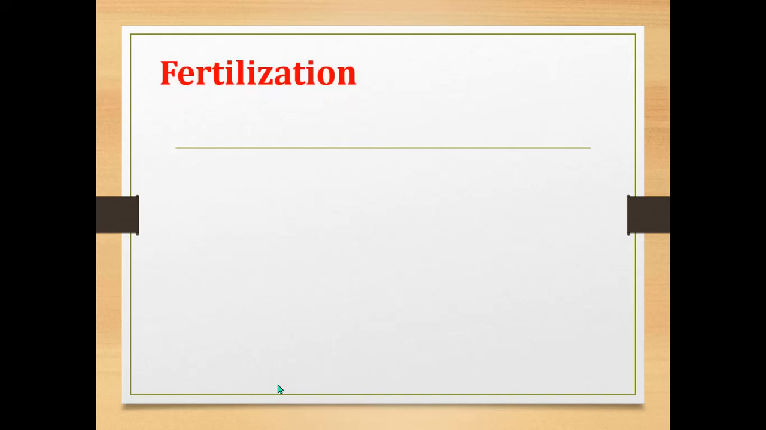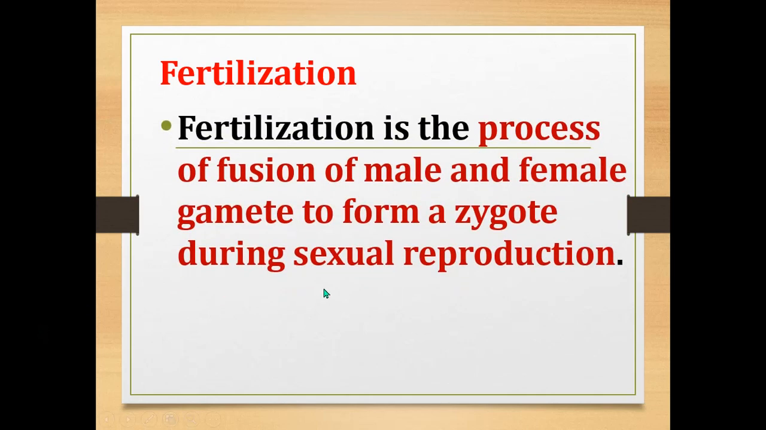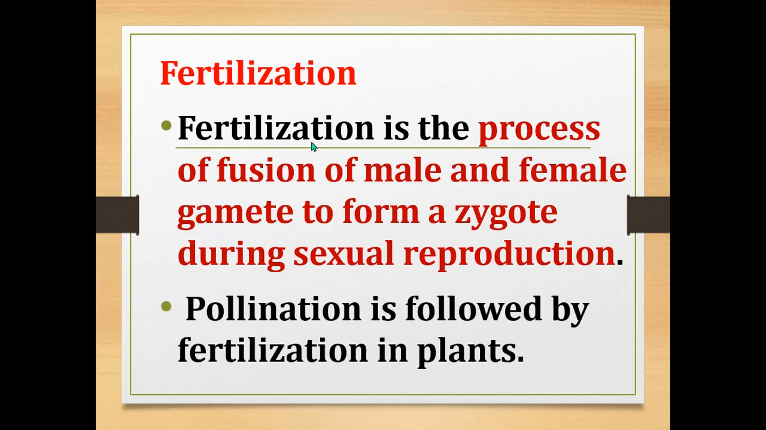Now, what is meant by fertilization? Now we know the structure of the flower and how pollination will occur. Now, after pollination, the next process is fertilization. Fertilization is the process of fusion of male and female gametes to form a zygote. So, during sexual reproduction, there will be a fusion of male and female gametes which form a zygote. That process is called fertilization. So, pollination is followed by fertilization in plants.